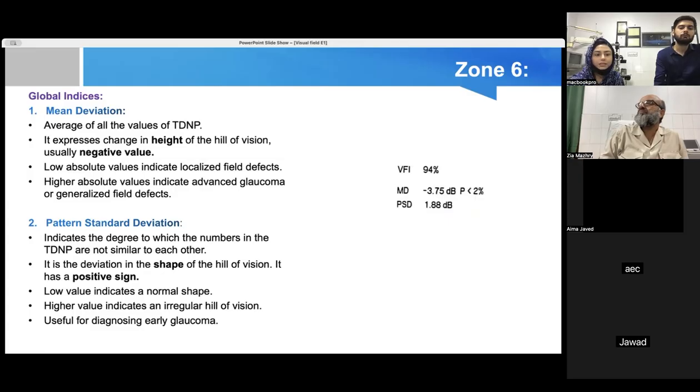Pattern standard deviation indicates the degree of variability among points in the total deviation numerical plot. It is the deviation in the shape of the hill of the vision. It always has a positive sign. A low value means normal shape. A higher value indicates an irregular hill of vision. It is useful for diagnosing early glaucoma. The normal value of pattern standard deviation is 0, and more plus is bad in pattern standard deviation, and more minus is bad in mean deviation.